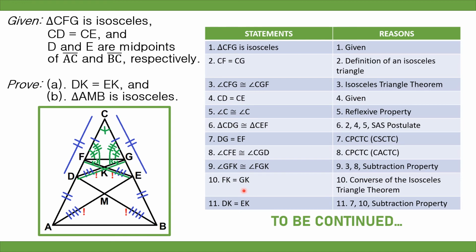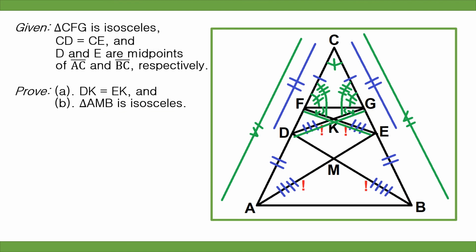Statement 10. FK is equal to GK by the converse of the isosceles triangle theorem. And finally, DK is equal to EK because of the subtraction property made in statements 7 and 10. To be continued, because we will discuss first how we are going to prove item letter B.